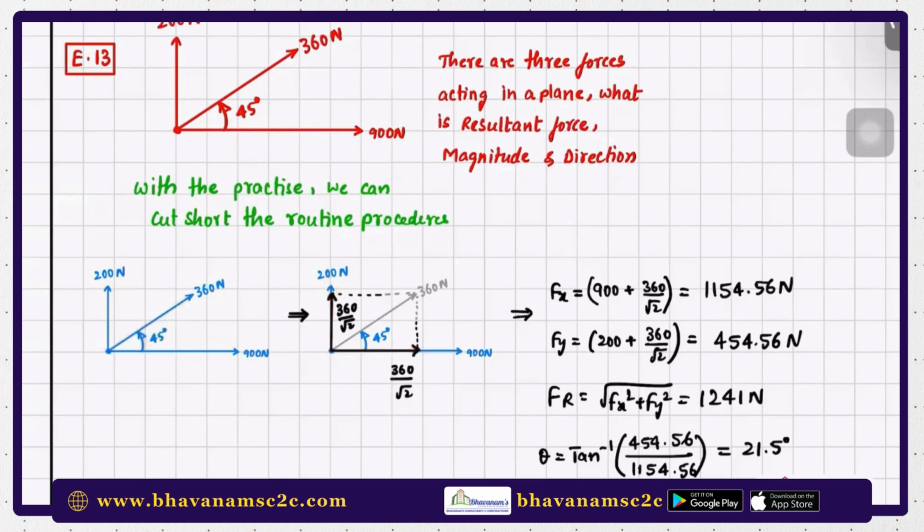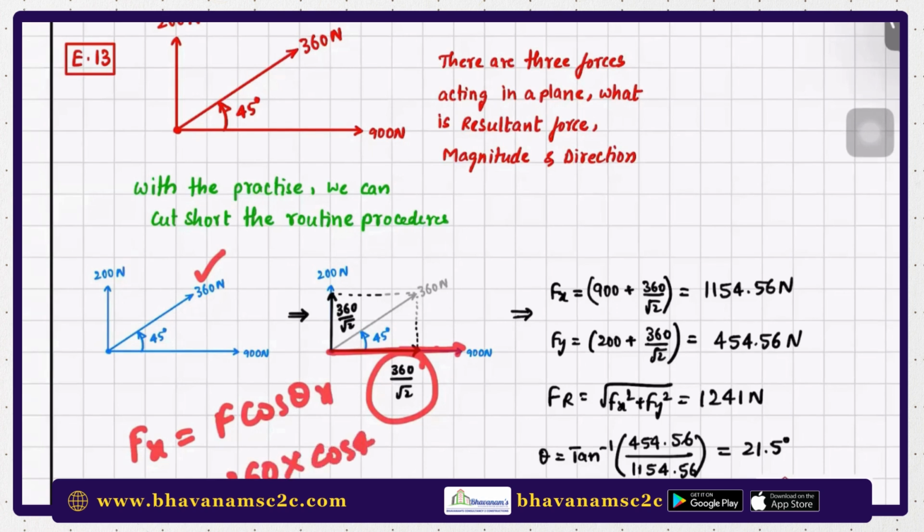So if it is 360, its x component will be 360 by root 2, because you know Fx is nothing but F cos theta x. So what is F here? 360 into cos theta x, which is cos 45, and this is 360 into 1 by root 2, that is nothing but 360 by root 2. This is again the topic of resolution. Again, you need not remember each and every step.